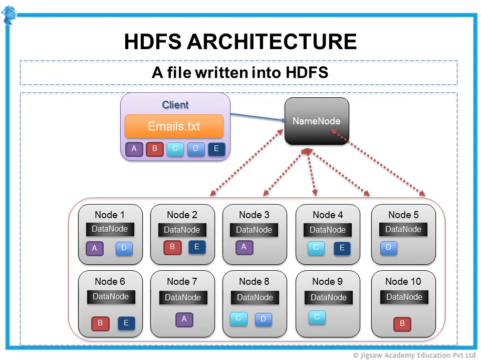The emails.txt file is divided into small chunks and spread across my cluster, like how it is illustrated here. This gives me the opportunity to process the data in parallel. But how do I do the processing? This is where MapReduce comes into picture.